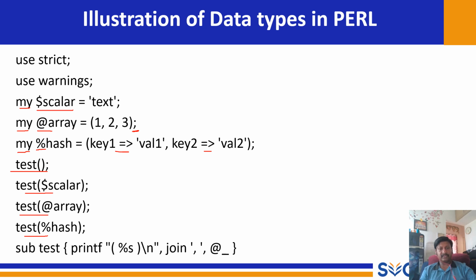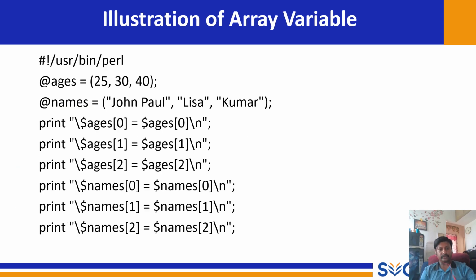So obviously, for the first one, you won't get anything, but for the second, you get the scalar, and for the third, you print an array of values 1, 2, 3, and for the fourth, you print the key one value one, key two value. Now let me take you to the illustration of array variable.